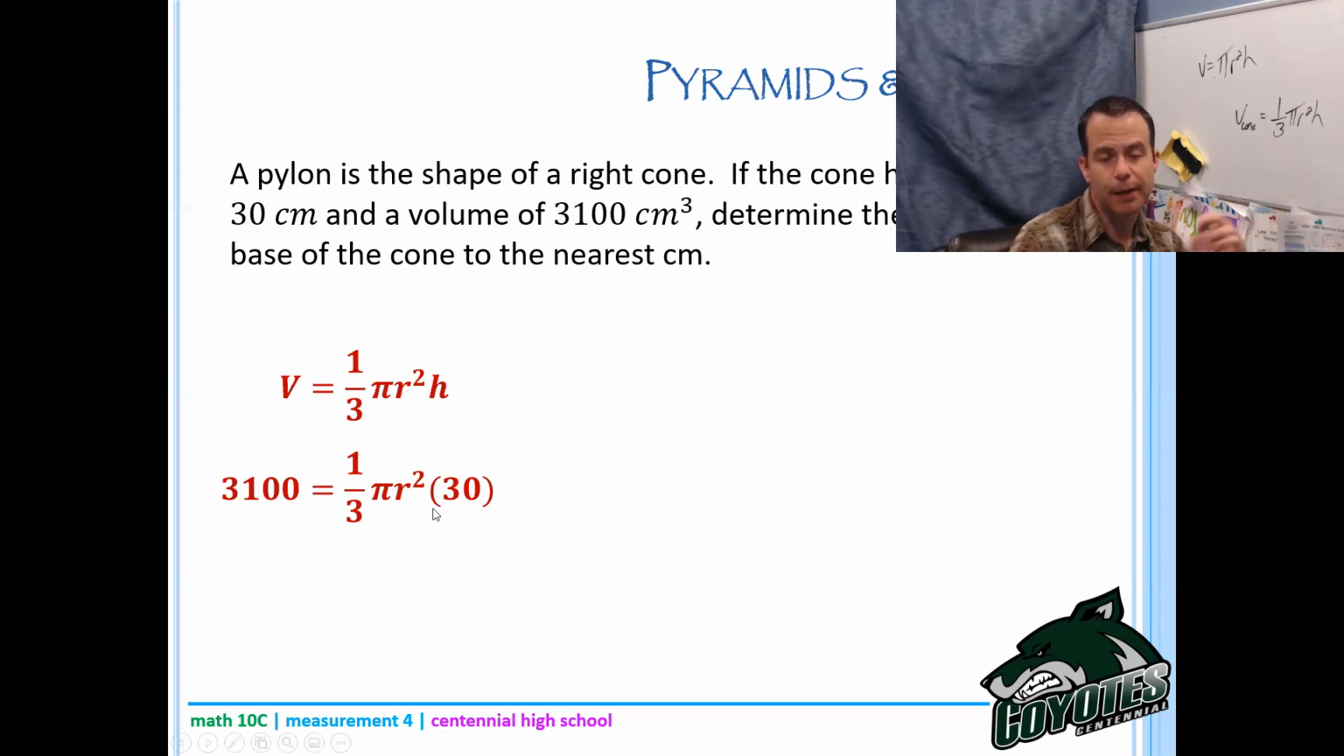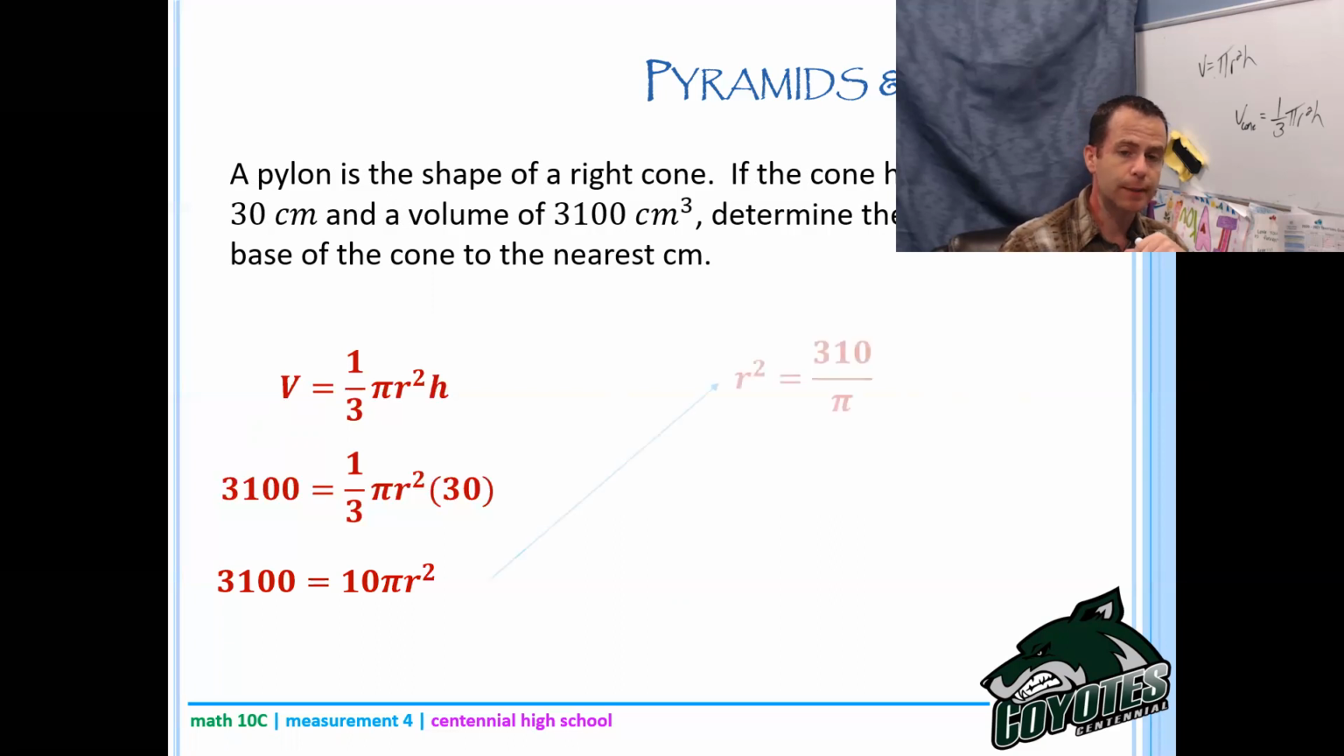So we're looking at 10 pi r squared, and then you could divide both sides by 10 pi. Alternatively, you could multiply both sides by 3 to get rid of the division by 3, and then divide both sides by 30 pi. It's the same answer, it just depends on what you see first. So I happen to do that multiplication first. I took 1/3 and multiplied it by 30. That's where I get the 10 pi. 1/3 times 30 is 10. Now I want to divide both sides by 10 pi.